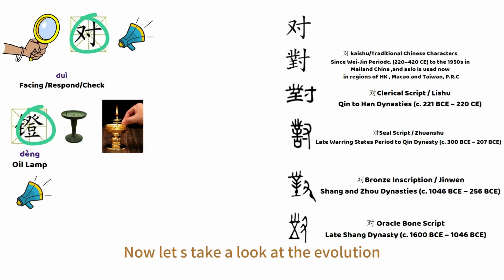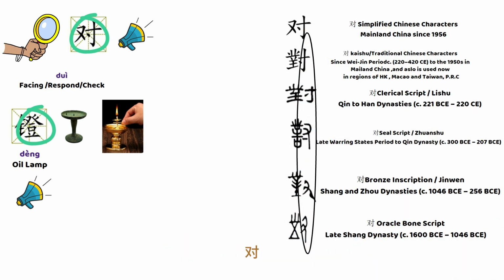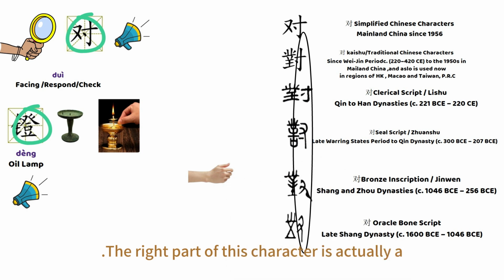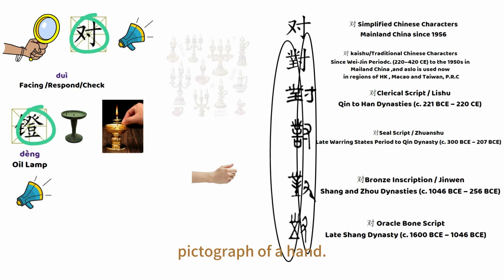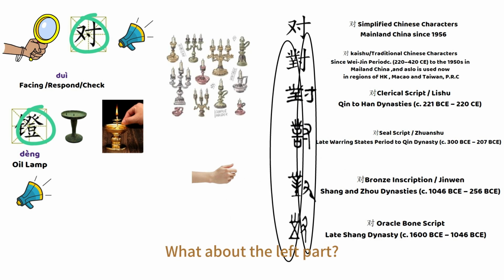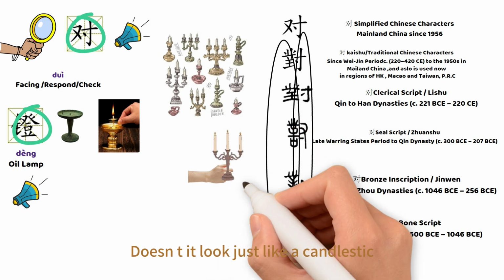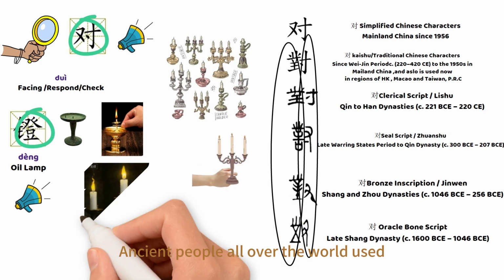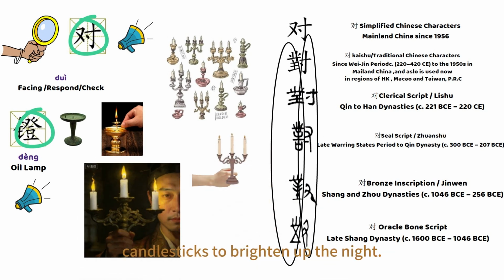Now, let's take a look at the evolution of 对. The right part of this character is actually a pictograph of a hand. What about the left part? Doesn't it look just like a candlestick? Ancient people all over the world used candlesticks to brighten up the night. In this case, the most reasonable interpretation of 对 is a hand holding a lamp, far more convincing than the idea that it depicts a hand holding a weapon or a guardian tending to plants.